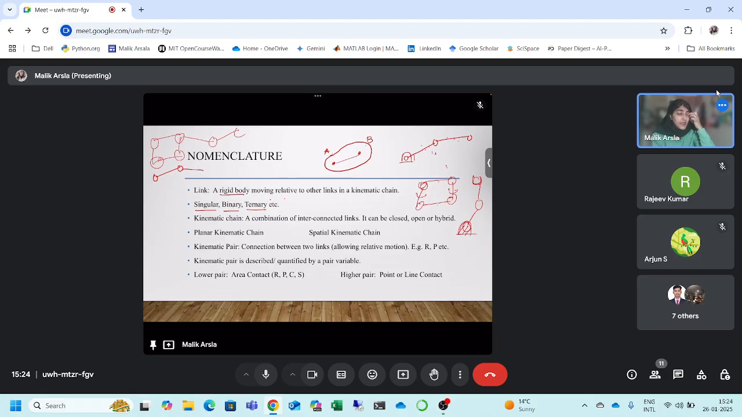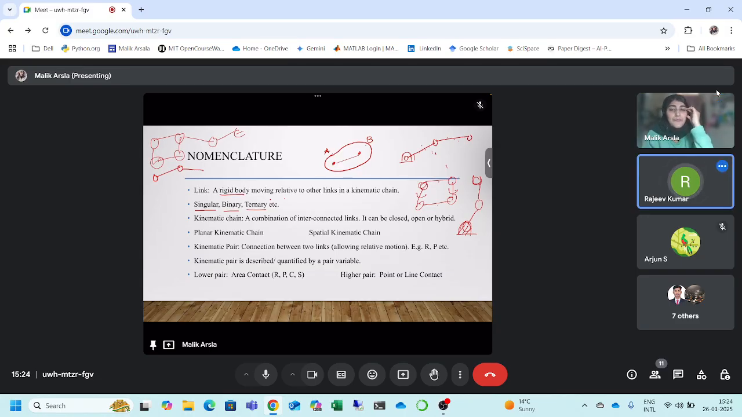Now, it also has two types. We can have planar kinematic chain and spatial kinematic chain. So can anyone tell the difference between the two? 2D links is said to be a planar mechanism, and a spatial mechanism is the 3D objects. If 3D links are connected, then it's said to be a spatial mechanism. So you cannot say 3D links are connected, like materials or any object will be 3D only, but it is about the motion.